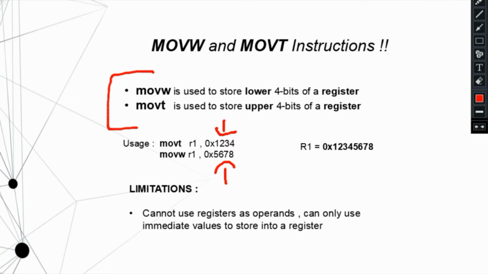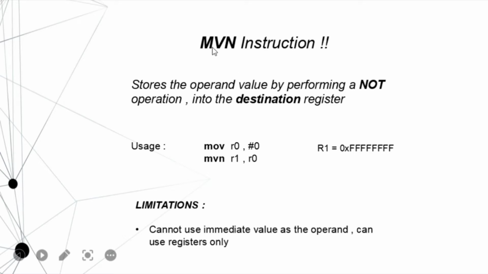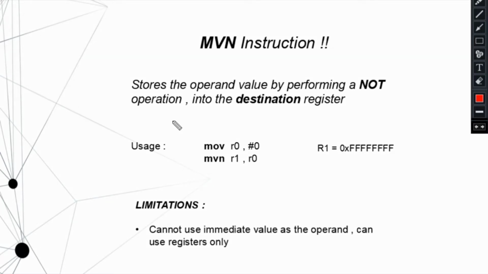The next move instruction is the move negate instruction, or MVN instruction. It performs a NOT operation on the operand and stores the result into a destination register. We can easily see by our example, we are moving 0 to R0 and moving the negate of R0 to R1. So after this instruction, R1 stores the NOT of 0, which is ultimately 1111 in a 32-bit register, or the entire 32-bit register is filled with 1s, or a negative value we can say.